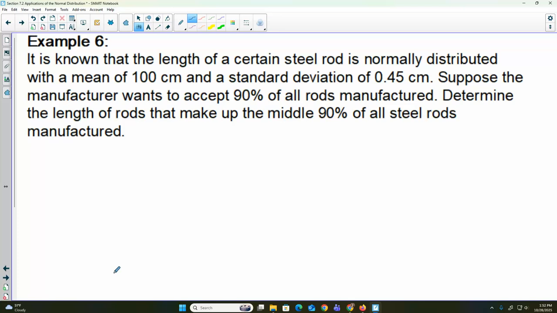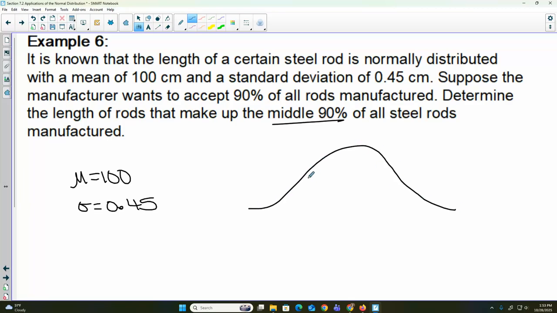All right. It is well known that the length of a certain steel rod is normally distributed with a mean of 100 centimeters, standard deviation of 0.45 centimeters. Suppose the manufacturer wants to accept 90% of all rods manufactured. Determine the lengths of rods that make up the middle 90% of all steel rods manufactured.